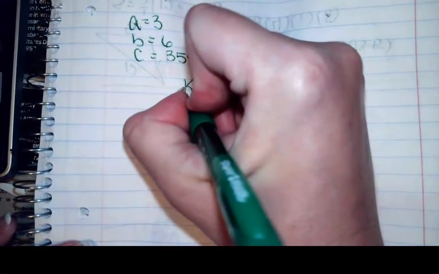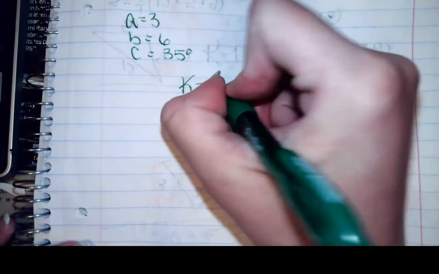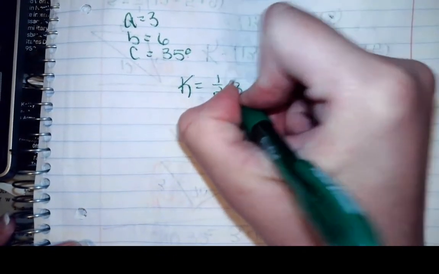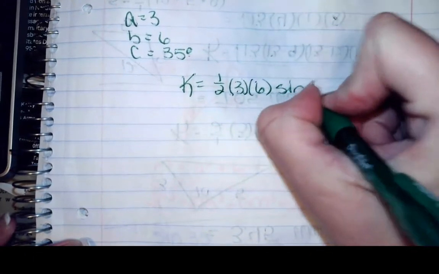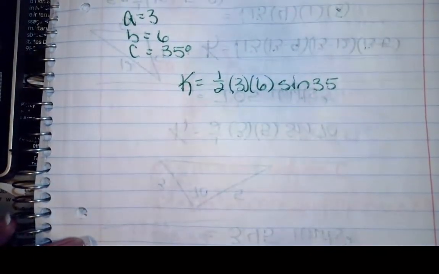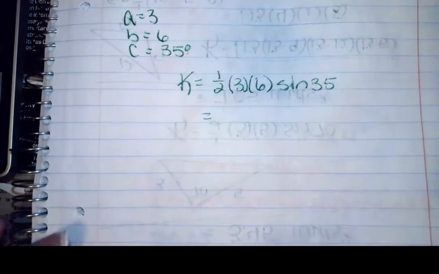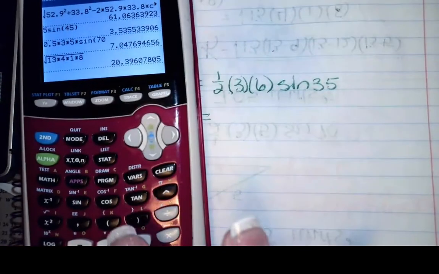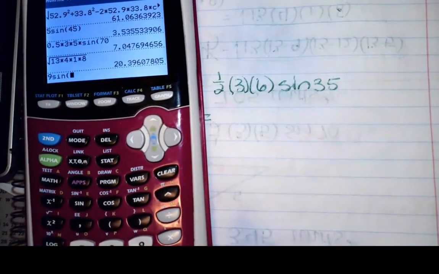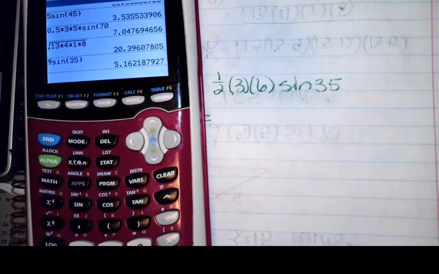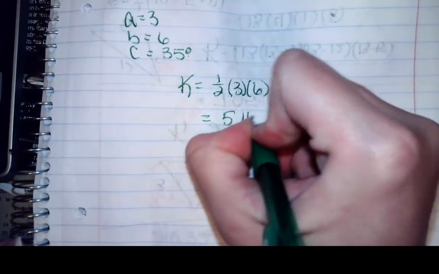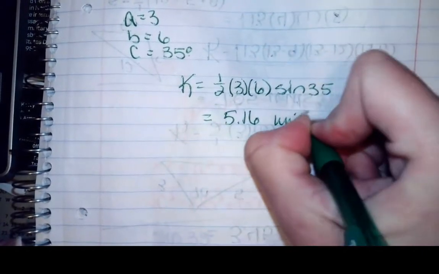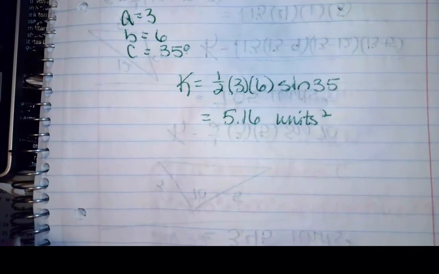So I can find the area of this triangle by doing half of the product of the sides times the sine of their included angle. So that gives me half of 18, which is 9, times the sine of 35. So I get 5.16. So this is 5.16 units squared. Okay, let's do another one.